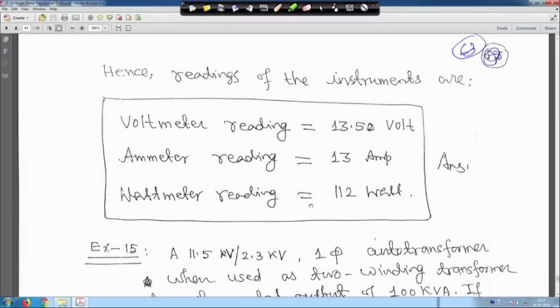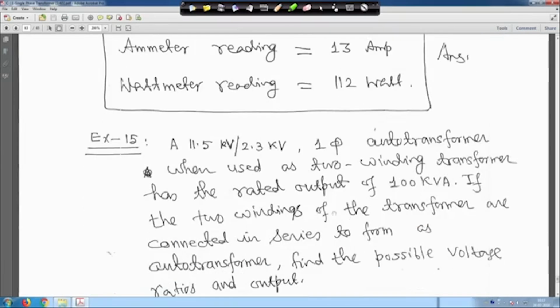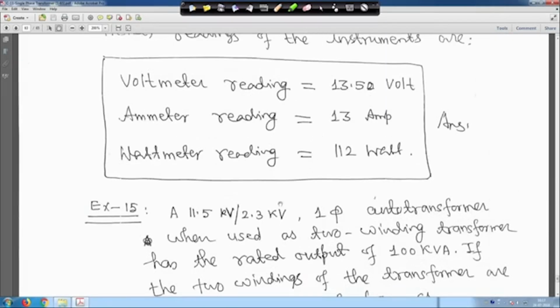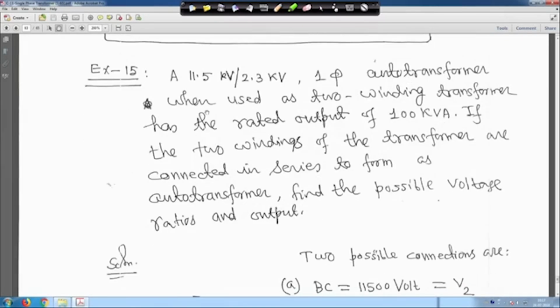So, now this is the last problem I think for the transformer, it is an auto transformer. Now, these are very simple things. A 11.5 kV upon 2.3 kV single phase auto transformer when used as a two winding transformer has the rated output of 100 kVA. Now, if the two windings of the transformer are connected in series to form an auto transformer, find the possible voltage ratio and output, right. So, this is the problem. How will we do it?